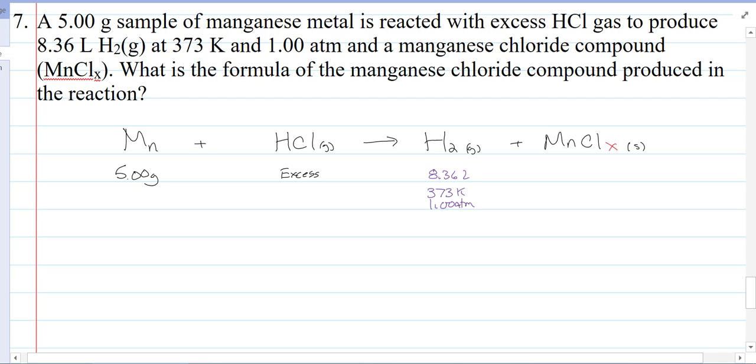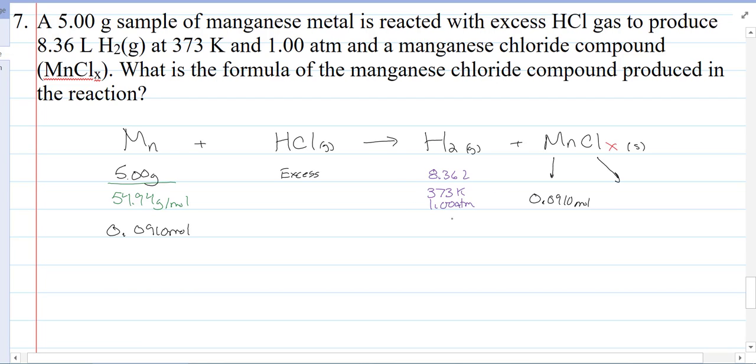Well, can I figure out how many moles of manganese? I sure can. If I take 5 grams and divide that by manganese's molar mass of 54.94 grams per mole, I end up with 0.0910 moles of Mn that reacted. And that's my limiting reactant, so all that reacted. So I know over here we have 0.0910 moles of Mn. I need to figure out how many moles of Cl.